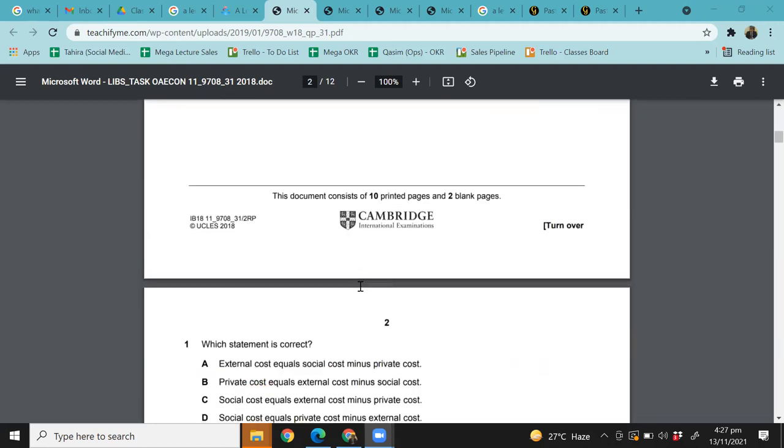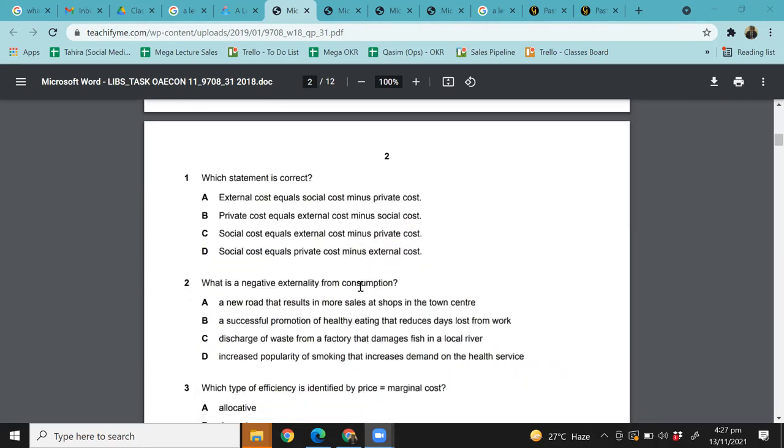Okay, so let's do this one, students. You can see my screen. Which statement is correct? A: External cost equals social cost minus private cost. B: Private cost equals external cost minus social cost. C: Social cost equals external cost minus private cost. D: Social cost equals private cost minus external cost. Shouldn't be that difficult. So what do you think is the correct answer?